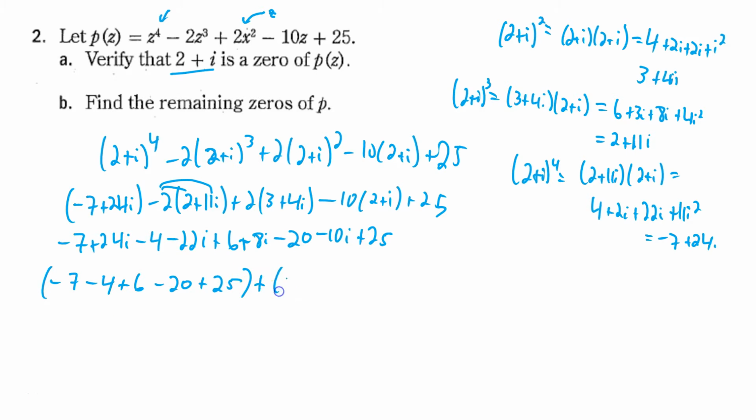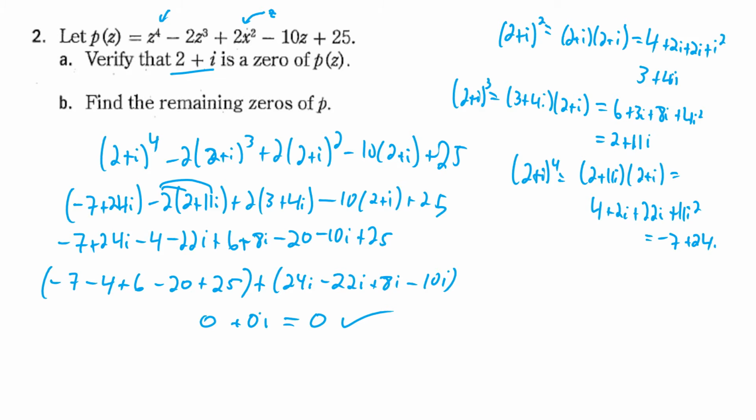So we have plus 24i. That's our 24i. Minus 22i. Plus 8i. Minus 10i. So we should get 0 for both of those. Let's see. Negative 7 minus 4 is negative 11. Plus 6 is negative 5. Minus 20 is negative 25. Plus 25 is 0. 24i minus 22i is 2i. 2i plus 8i is 10i. Minus 10i makes 0i. So we have 0 plus 0i, which is 0. So we have proved that 2 plus i is indeed a 0. That was a lot of work, but it all paid off, and we ended up getting 0.